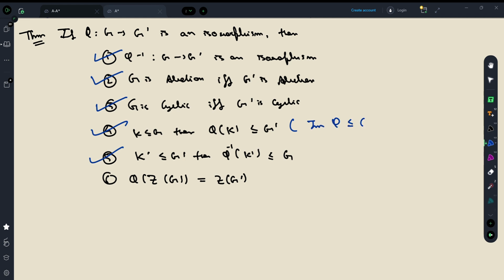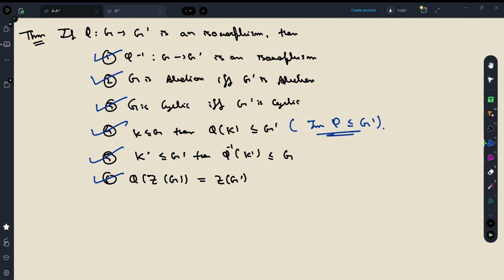This is fairly the same as saying that the image of phi is a subgroup of G dash, right? This also comes out very trivially. You just need to check the subgroup criteria. Number 6 also follows immediately from the fact which gives the proof of 2.